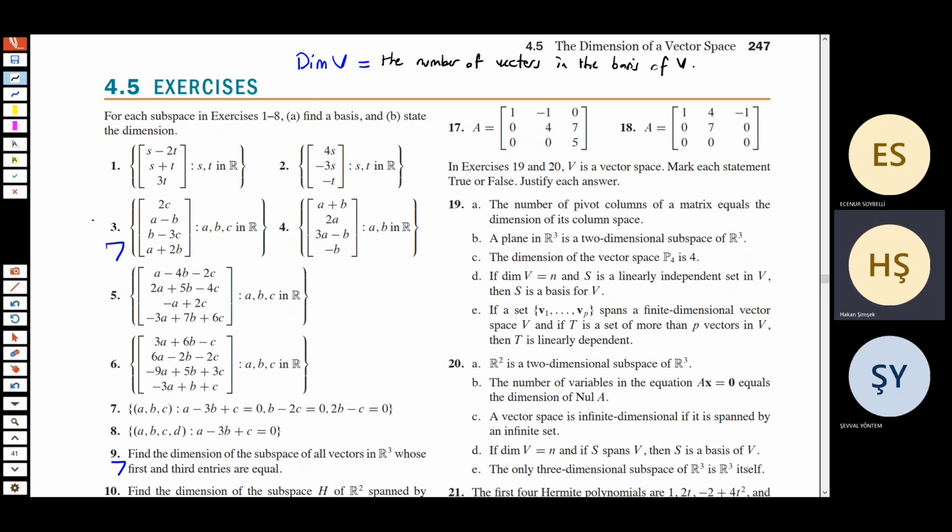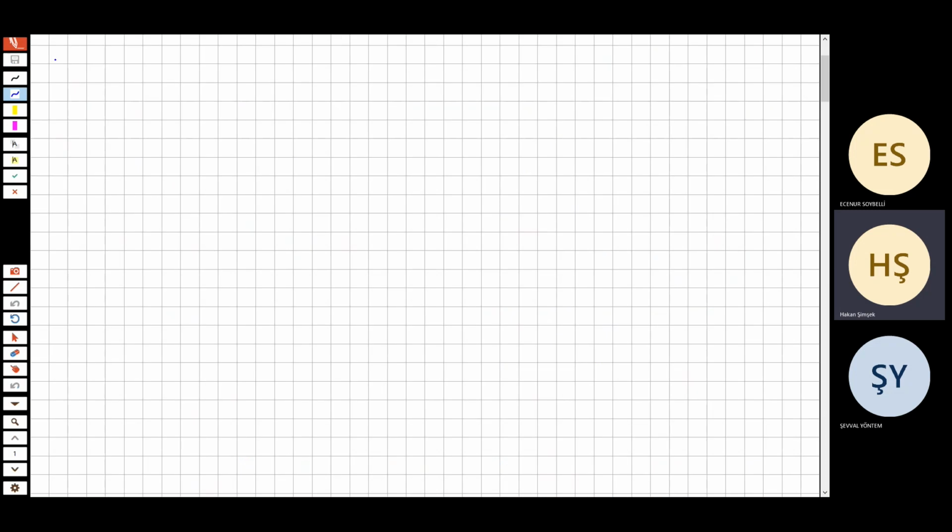So when we look at the first questions from section 4.5, we see some sets in here. The question says, find the basis and state the dimension. Among them, I will solve the third one. You can find the others by using a similar way. Actually, we did questions also during the lesson. Please check the lecture notes to see the answer. For section 4.5, question 3.